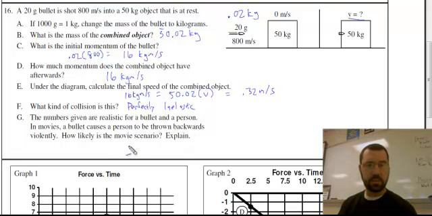Okay, so lastly, the numbers are realistic for a bullet and a person. In movies, a bullet causes a person to be thrown backwards violently. How likely is the movie scenario? And to explain. Well, remember that the final momentum here equals the momentum of the bullet. And it just so happens that the momentum of the bullet is equal but opposite in direction to the momentum given to the shooter who shot the bullet.